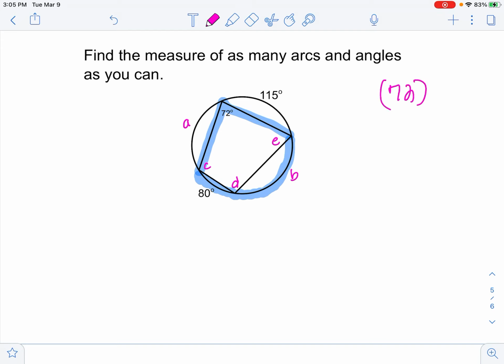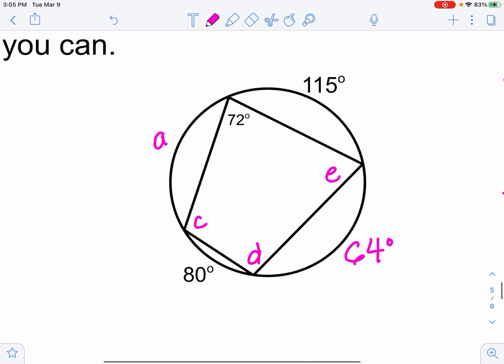So what I can do is double 72. 72 times 2 is 144. So I know that this blue arc right here is 144, but 80 is already taken, right? So I'm going to do minus 80, and I get 64 degrees. So arc B is 64 degrees. Though I thought I couldn't find it right away, I had to use that 80 to help.